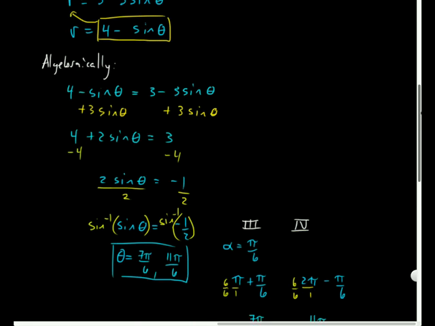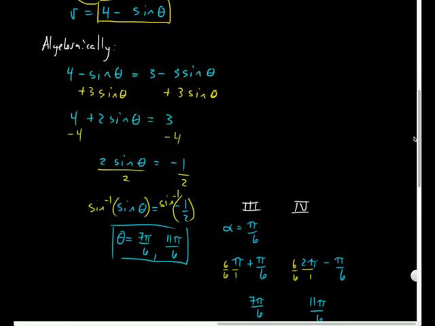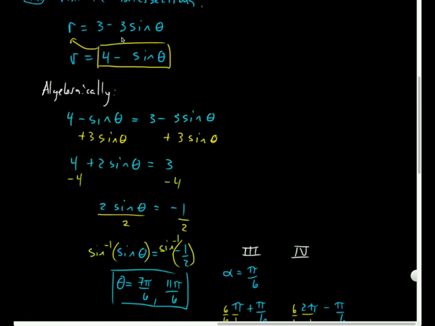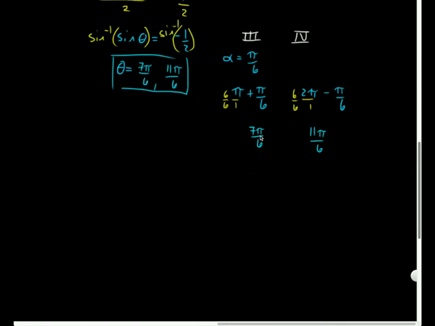Now I didn't yet solve my system. I just found out what angle these equations have the same point at, but I still have to figure out what's the r value for these. So one of the things I could do is plug this into either of the originals and get the r value for them. So let's do the 3 minus 3 sine theta. So I'll plug that in, so r is equal to 3 minus 3 sine of 7 pi over 6. And the other one is r equals 3 minus 3 times sine of 11 pi over 6.